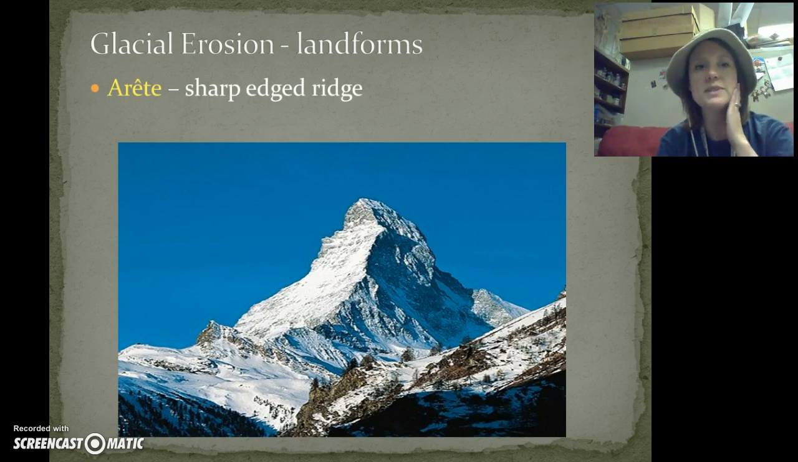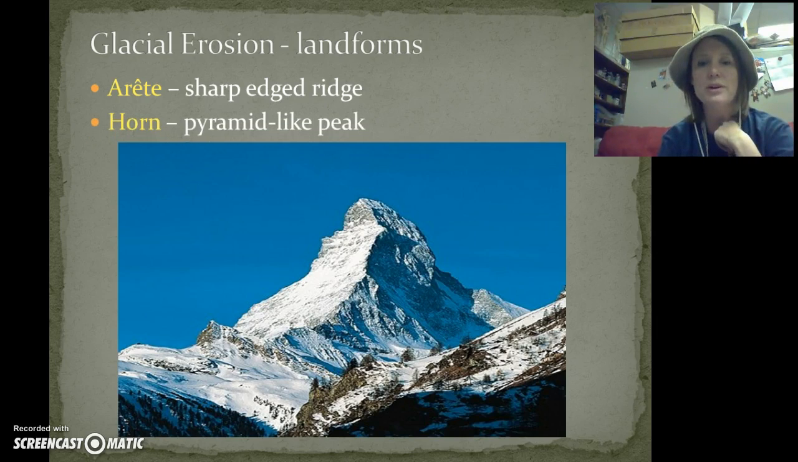Other landforms, the arêtes or the sharp ridges that are formed. If you have several arêtes that come together at a point, that's called a horn. We see a lot of these in the Alps, like the Matterhorn in Switzerland.